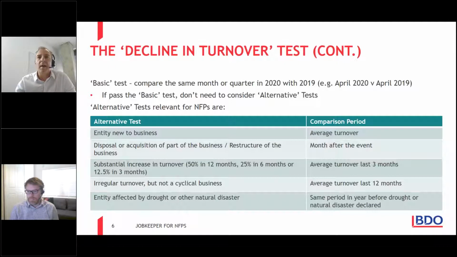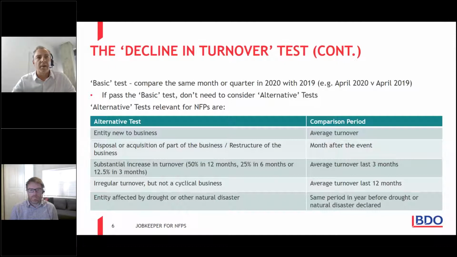If that happens, you look at the average turnover over the last 3 months and compare that to how it is now. I'm actually going to do an example about that, because someone asked a question about how you do that calculation. The frustrating thing about the guidance that's come out from the tax office so far is that they've got really good examples on everything else apart from that one test, about how you actually calculate an increase in turnover.